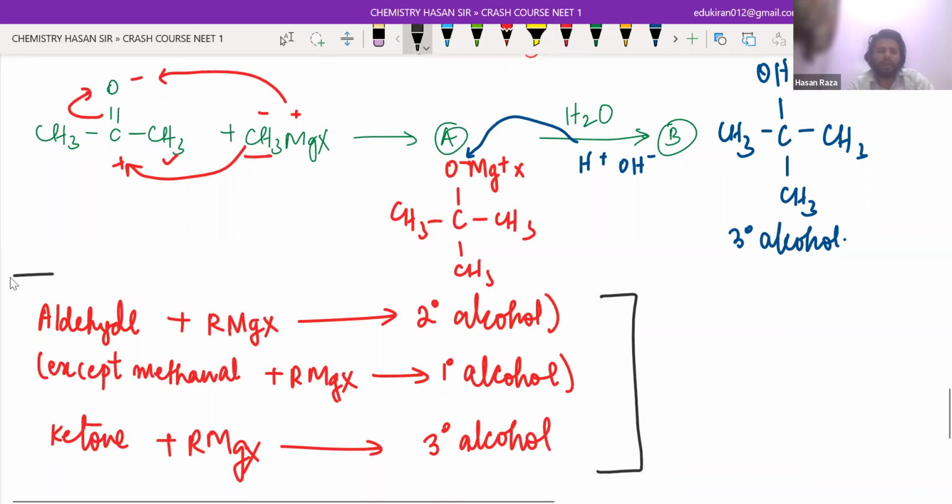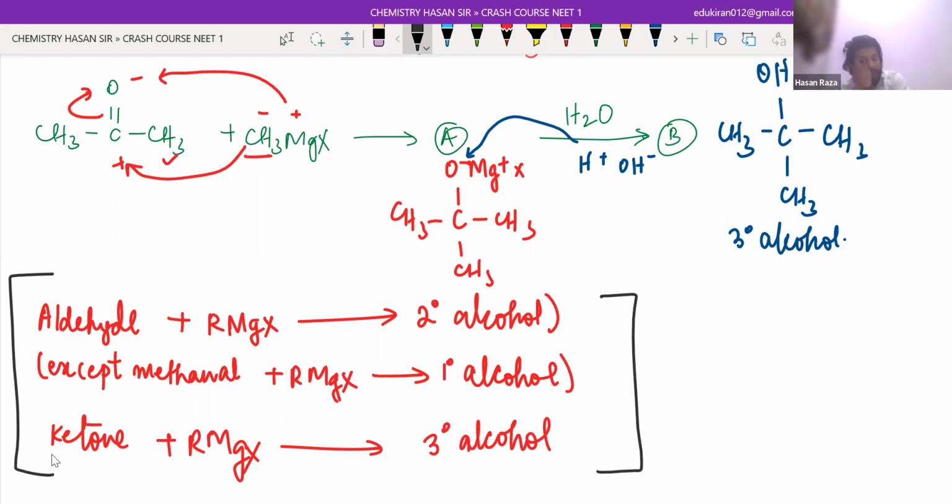If you are going to react an aldehyde with Grignard, you will be getting a 2 degree alcohol. If you react an aldehyde except methanol, you will get a 2 degree alcohol. With the ketone, you will get a 3 degree alcohol. Is that clear? Yes, sir. Okay. Can I change the slide?